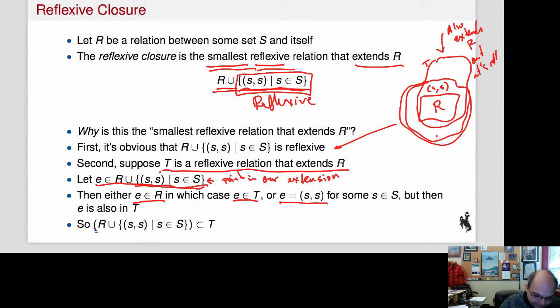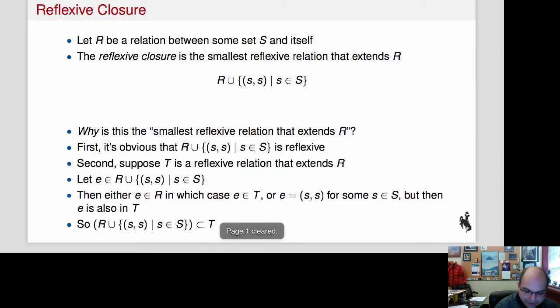So what we have is that our solution has to be a subset of that one. So if we have some other reflexive relation that extends R, our solution has to be inside of that. So that's why it's the smallest one, because it's actually contained in, or a subset of, any other one that has those properties. I realize that's a subtle argument, but it's kind of a clever argument, and it's one that I want you to be able to reproduce.